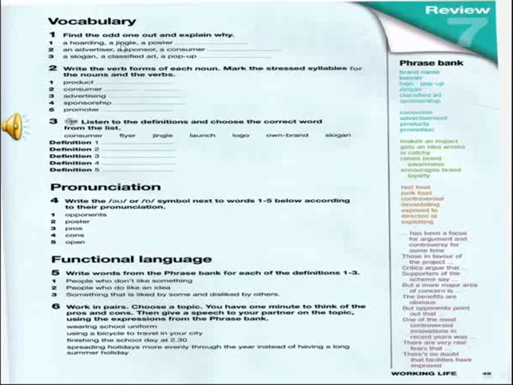Here, a hoarding, a jingle, a poster. Which one is strange? The strange one is a jingle, right? Why is it strange? Because these two, we look at them. A hoarding and a poster, we look at them, right? Beside the road. But a jingle, we listen to a jingle. It's a piece of music for advertising. On the radio or on television, we listen to this. But these two, we look at them.